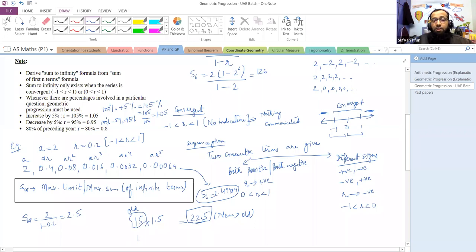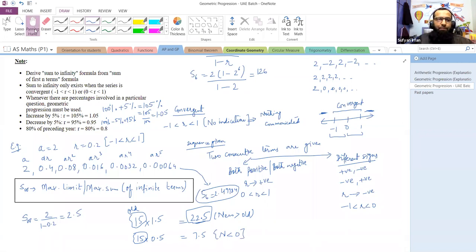But if the number is 15 and we multiply it by 0.5, then the old term was 15 and the new term is 7.5. This means the new term is less than the old term. Now what is happening in the second example? Because the common ratio R lies between negative 1 and 1, every subsequent term is less than the previous term.